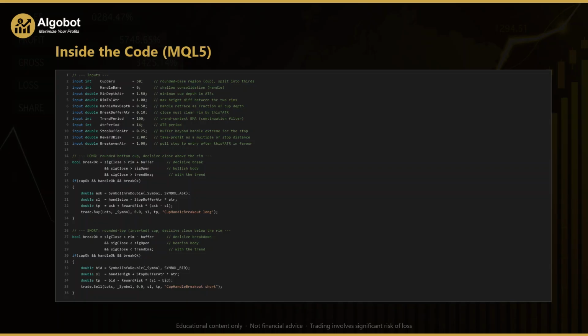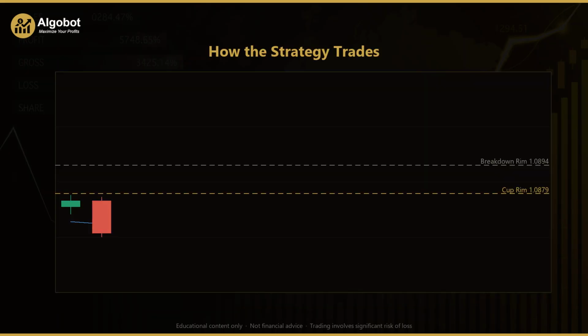The short block is the exact mirror. Break OK there requires the close below the rim minus the buffer, a bearish body where close is below open, and the close below the trend EMA. It reads the bid, places the stop just above the handle high plus the stop buffer, sets the take profit below by the reward risk multiple, and calls trade.sell. Same structure, opposite direction.